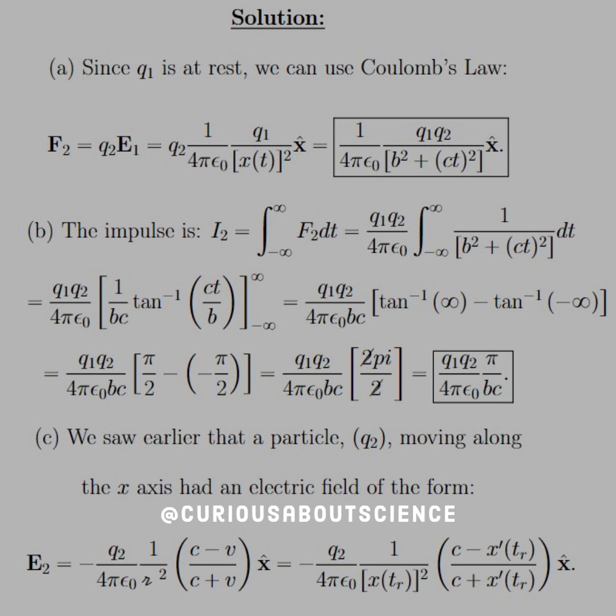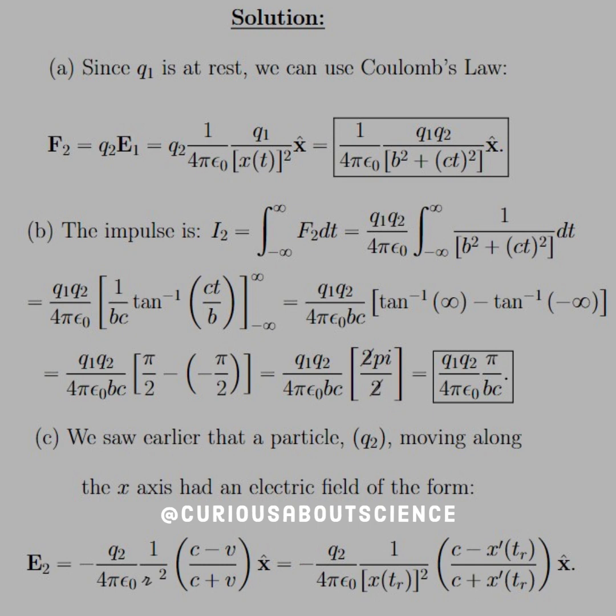The impulse is just the integral of F2. Push out the constants. With this particular integrand, this looks like the arctangent. So that's what we find. And we see that arctan of infinity and negative infinity just gives us plus or minus pi over 2, if you remember your inverse range there that we have.